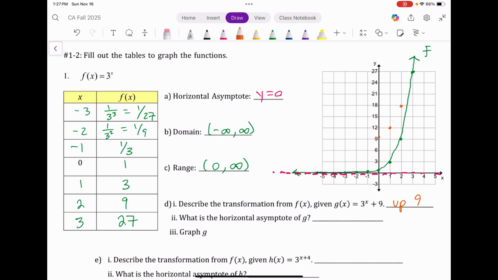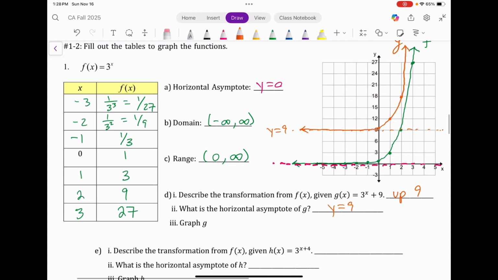And so this also means our horizontal asymptote would move up from where it was at 0 to 9. So the graph looks something like this. Again, it will not pass that horizontal asymptote to the left. Okay, so this is G. Its horizontal asymptote is at 9.